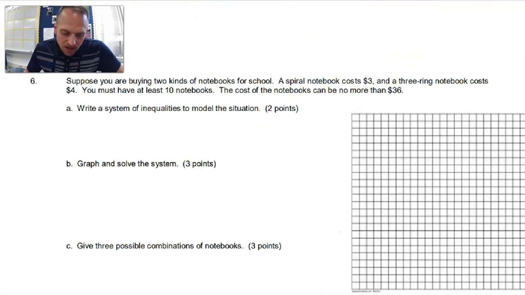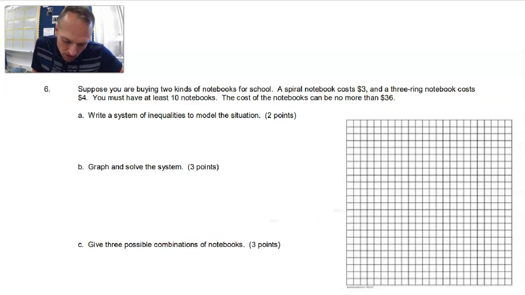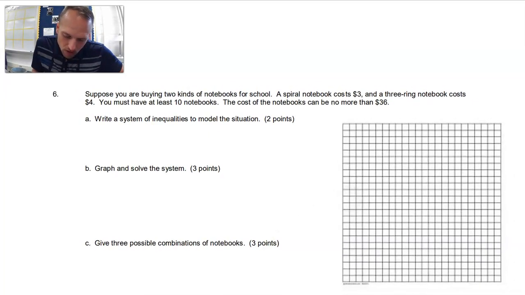Okay. Actually, an inequality. Let's look at this. Write a system of inequalities to model this situation. A spiral notebook costs $3, so we've got 3 times S. And a 3-ring notebook costs $4. Actually, you know what I'm going to use? I'm going to use X and Y. 3X, I'm going to call spiral notebook X. The 3-ring notebook I'm going to call Y. So $3 times X plus $4 times Y.